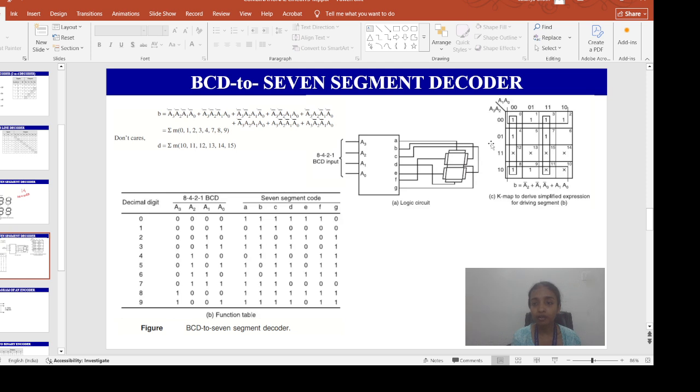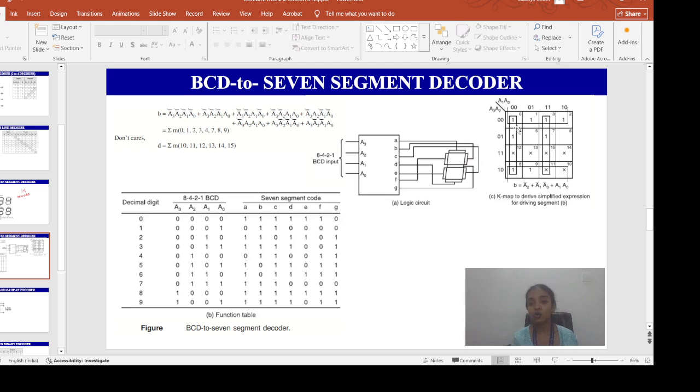For B, it is 0, 1, 2, 3, 4, and again 7, 8, 9. This is 7, this is your 8, this is 9. These should be kept 1. Then after that, 10 to 15. Since it is a BCD, in the cells 10, 11, 12, 13, 14, 15 we have to put the don't care.